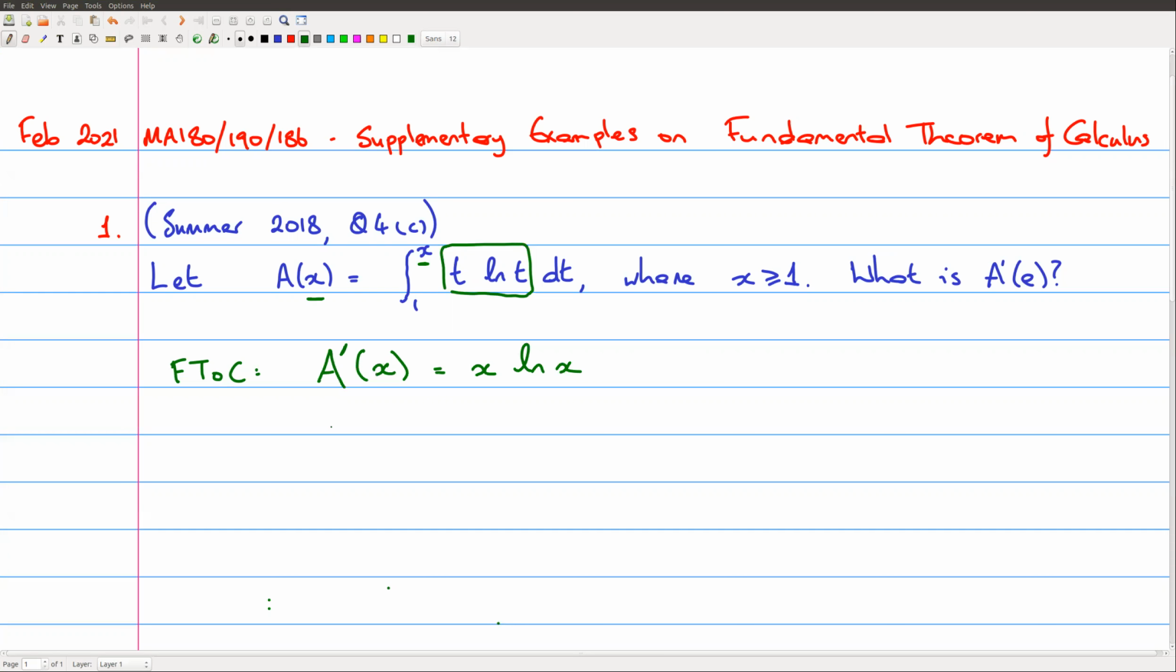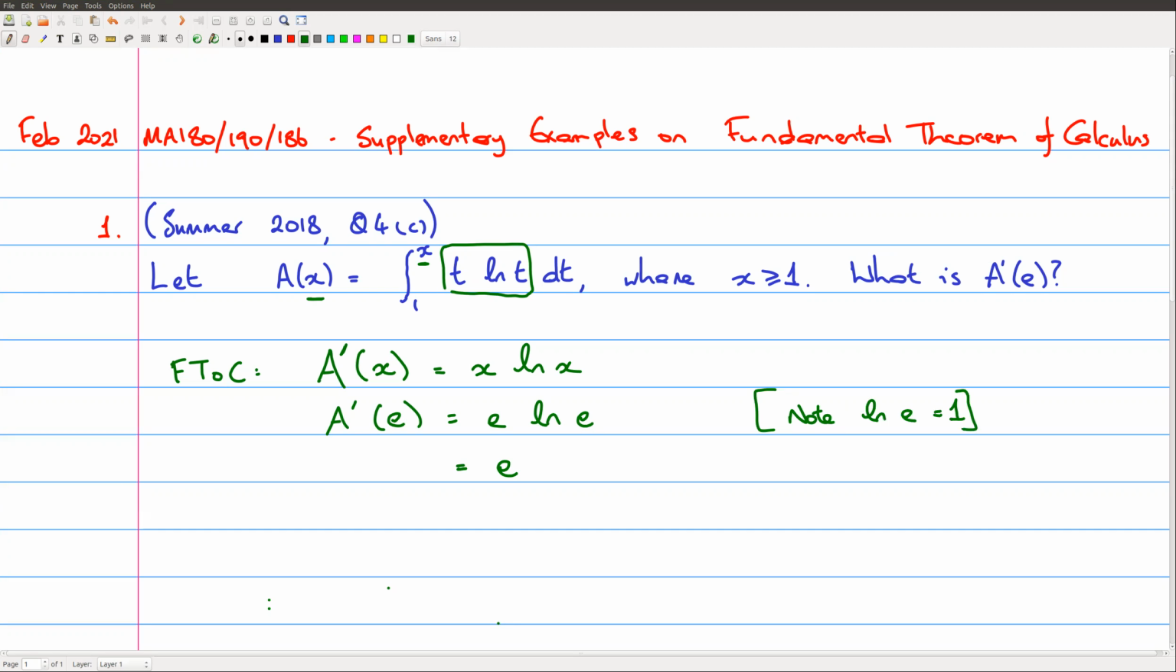So the answer to the question then of what is the value of the derivative of a at e, well, it's just e log e. The log of e, of course, is the power to which you have to raise e to get e, so it's 1. So this is just e, since the log of e is 1. Okay, so the answer there is e.